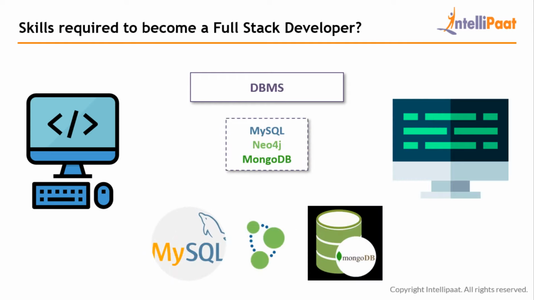Then you need to know a database management system. Now you could choose an SQL database such as MySQL, Microsoft SQL, PostgreSQL, and there are many others. Or you could choose a NoSQL database. There are many forms of NoSQL database. So for instance, there's MongoDB. MongoDB is a document-based database. And there's Neo4j, which is a graph-based database.